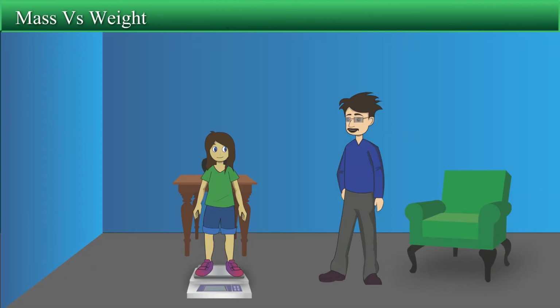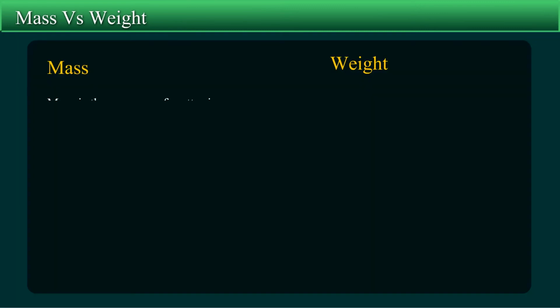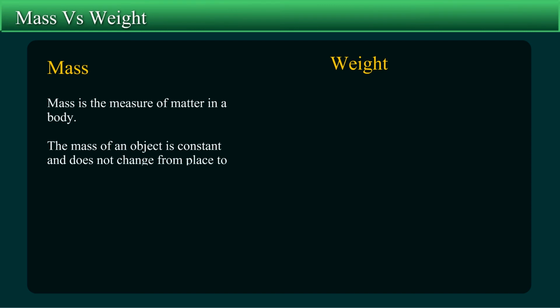Are mass and weight two different things? Yes, mass and weight differ in many ways. Mass is the measure of matter in a body. It remains the same whether the object is on Earth, the Moon, or even in outer space. Thus, the mass of an object is constant and does not change from place to place.